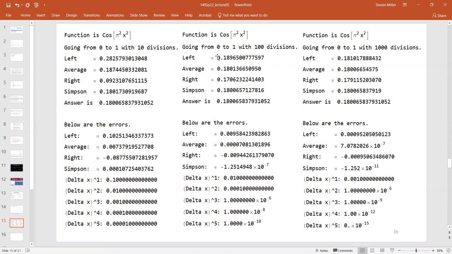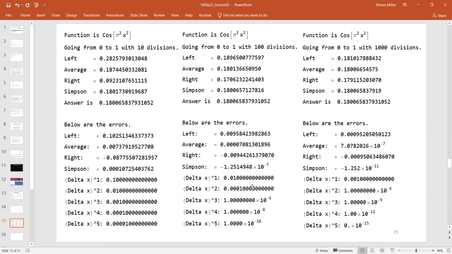So for instance, when I have 100 points, delta x is 0.01, delta x squared is 0.0001, delta x cubed is 10 to the negative 6. When I look at these errors, this error here is roughly of size maybe 10 to the negative 4. So maybe this error is on the order of somewhere between delta x and delta x squared. It's better than delta x, it's better than 0.01, even when I'm using the average. But it's around the size of this, so maybe it's around delta x squared.